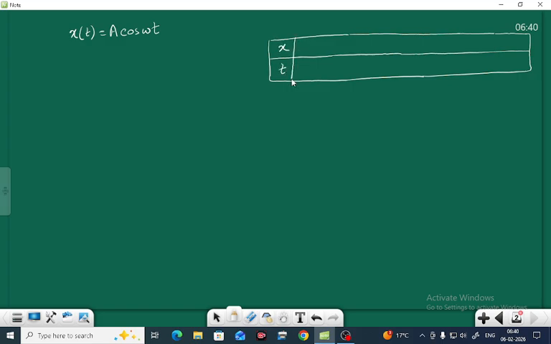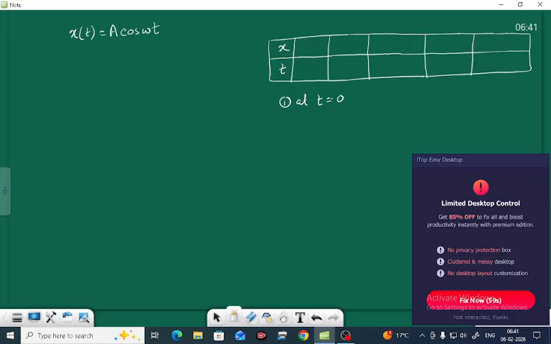So you have to take 5 points: 1, 2, 3, 4 and 5, right? Now how we are going to find these points, that is important. First one, at time t is equal to 0. If you put the value of t, what you will get, that is interesting for us.